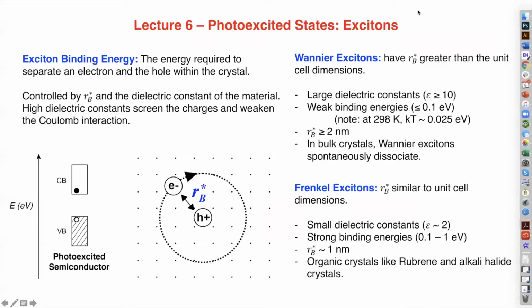And there are two types of excitons that have very different behaviors, labeled as Wannier excitons and Frenkel excitons. Wannier excitons have a Bohr exciton radius, or a separation between the electron and the hole, that is greater than or much greater than the unit cell dimensions. In that world, the electron and hole are very delocalized over many atoms. And that type of exciton appears in semiconductors with large dielectric constants, so greater than 10, for example.